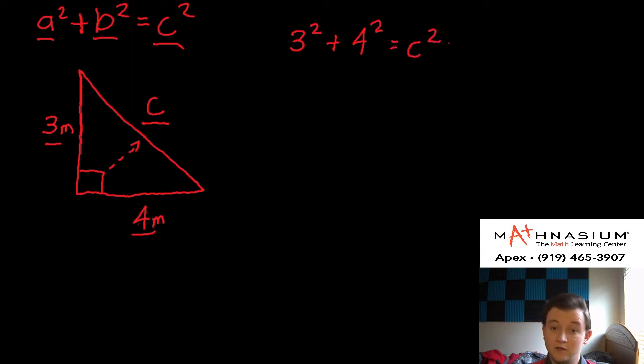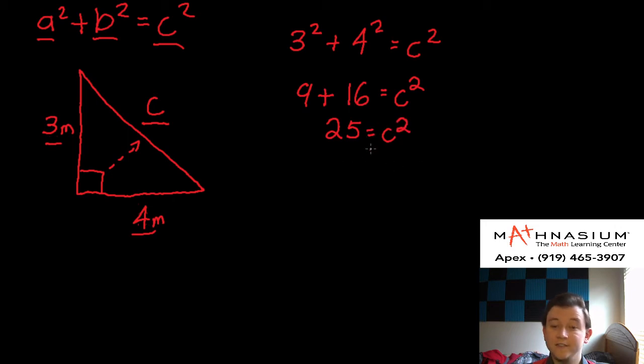And then follow your order of operations. So what is 3 squared? Well, 3 times 3 gives us 9, plus 4 squared, or 4 times 4, which is 16, equals some unknown length squared. Then we're going to need to actually add them together. So 9 plus 16 gives us 25 equals c squared.